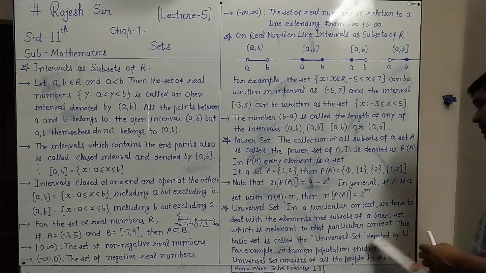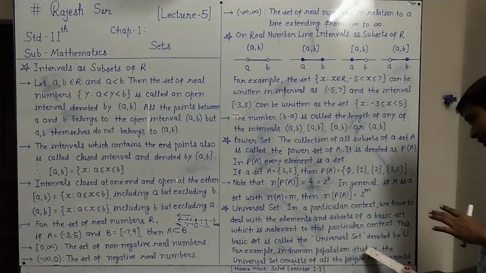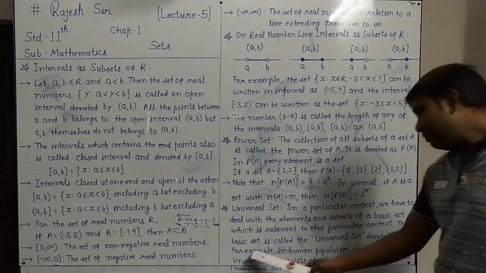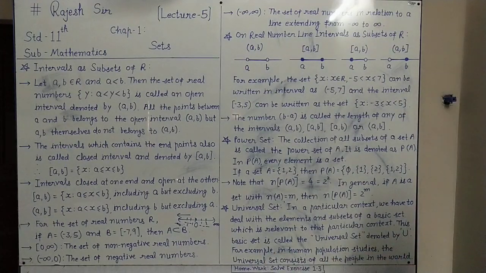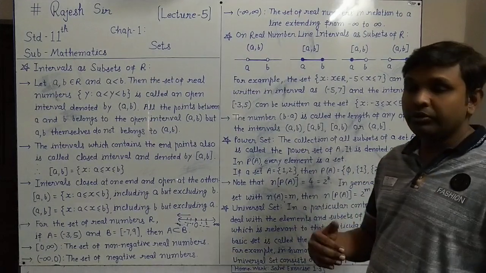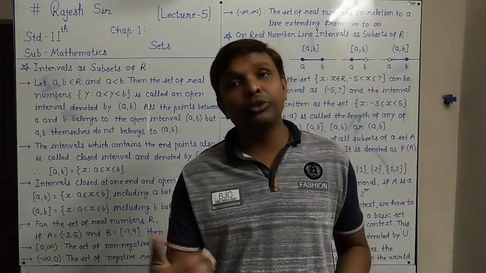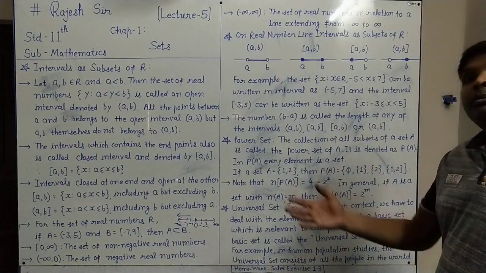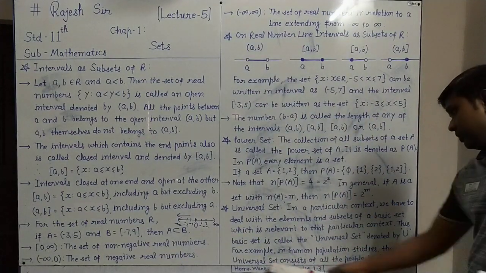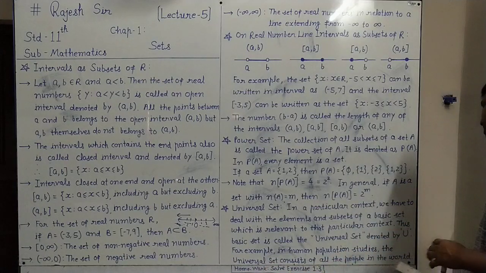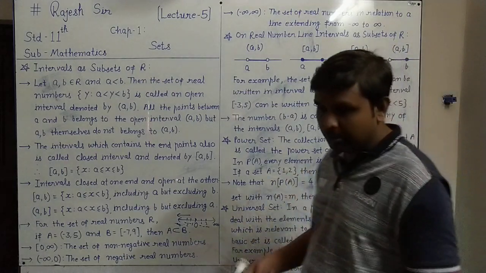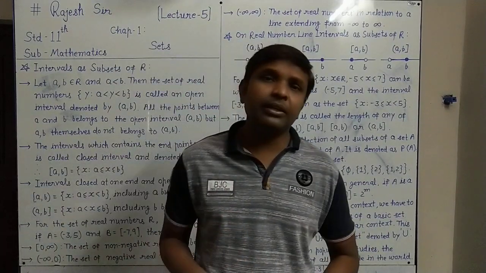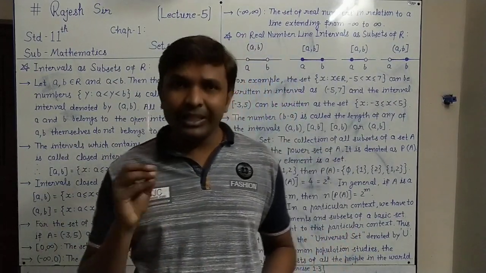Then this basic set is called the universal set and is denoted by a capital U. For example, in human population studies, if we are interested to study the human population, our universal set will be all the people in the world. That is, the universal set consists of all the people in the world, because we are going to study the human population.